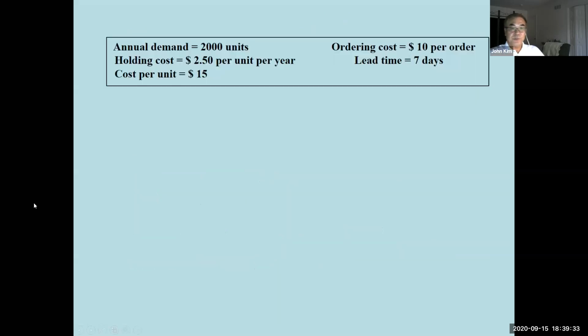So for example, annual demand 2000, so this one is the uppercase D. The holding cost is $2.50, and the cost per unit is $15. Ordering cost is $10 per order, and lead time is 7 days.